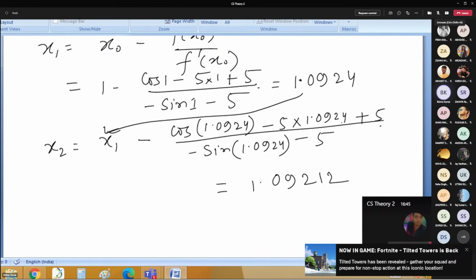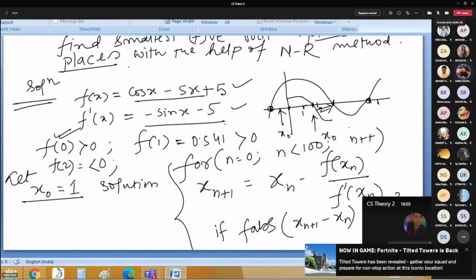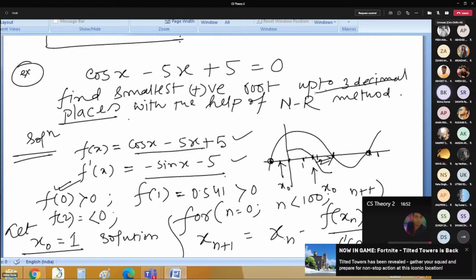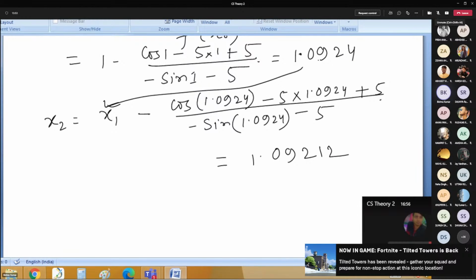Tell me why. Two decimal places are matched, and on the basis of the question, it is asking for up to 3 decimal places. You see here, up to 3 decimals it is matched: 1.092. So I can write an approximate, or better approximate, solution by this method. The solution is 1.092. You got this idea?